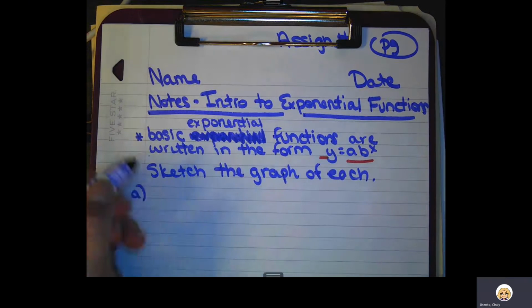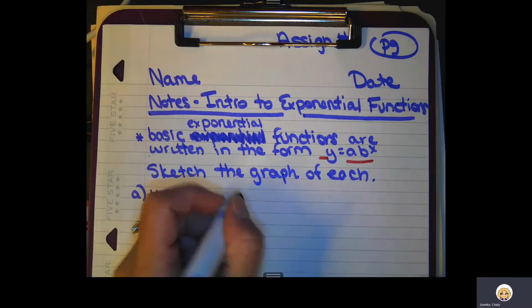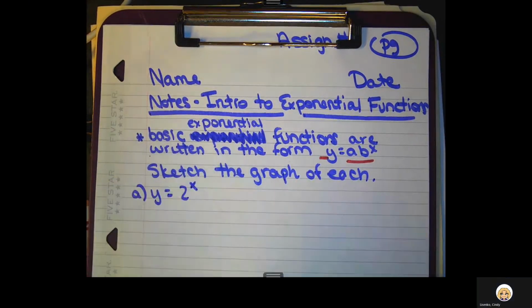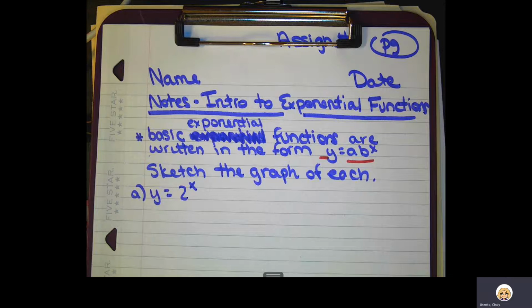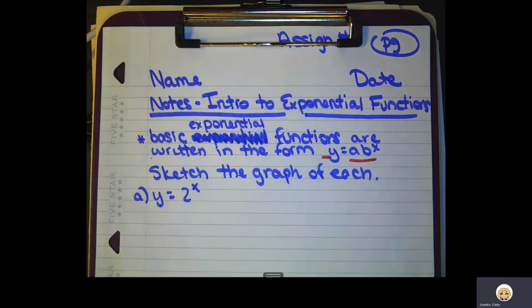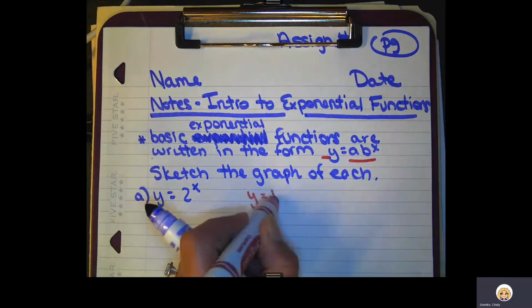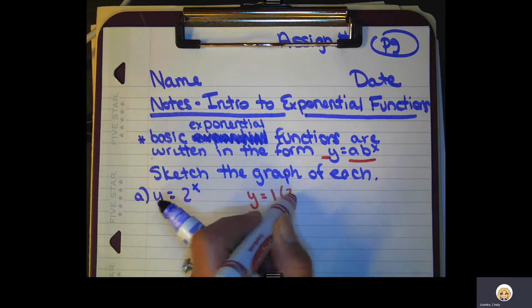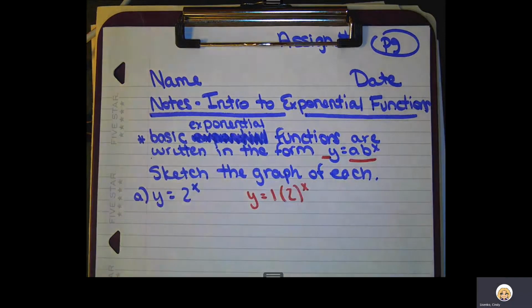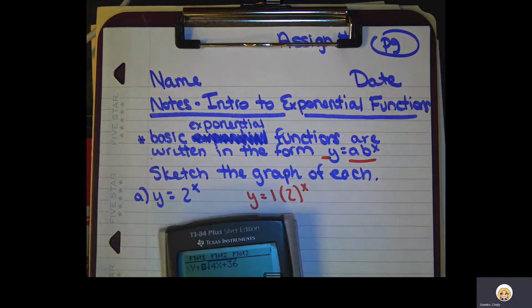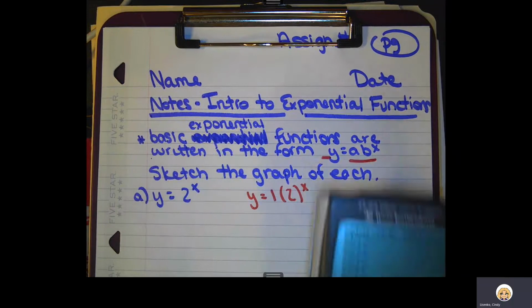So for example A, can you write y equals 2 to the x power? If you want to know if it's in this form, this is the same as y equals 1 times 2 to the x power. Your imaginary a is 1. So I'm going to go to my calculator and go to y equals, and type in y equals 2 to the x power.